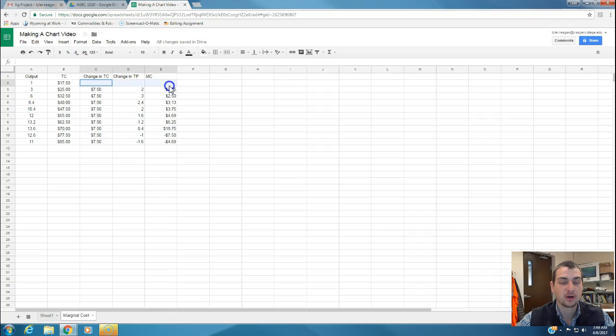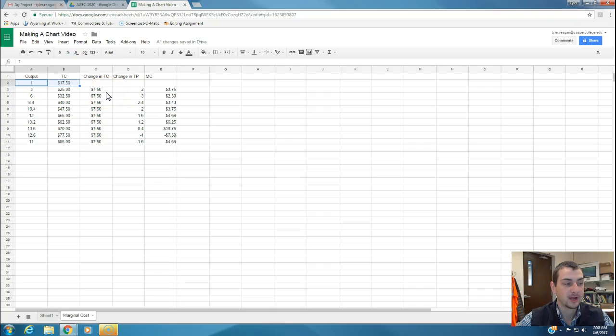Something else to notice: these lines right here are left blank. The reason they're left blank is you have nothing to compare them to. This is a comparative number. It's comparing this row to this row. Since we don't have anything above this row, there's no zero output number listed, we have nothing that we can compare this row to. So as a result, we're going to leave this top line blank.